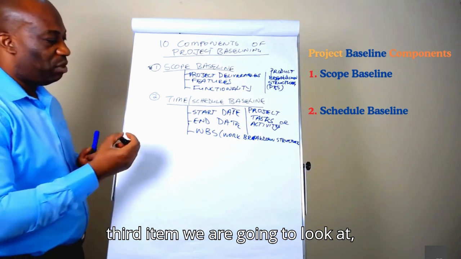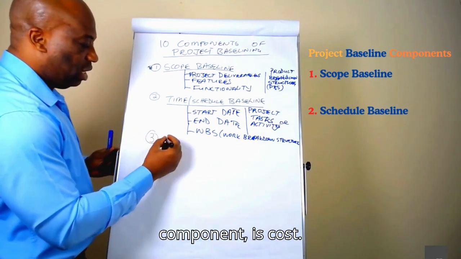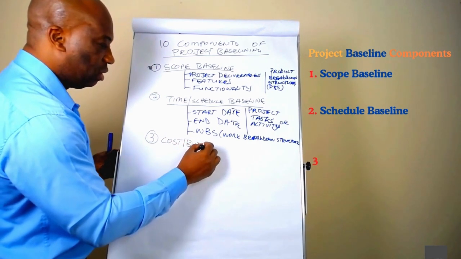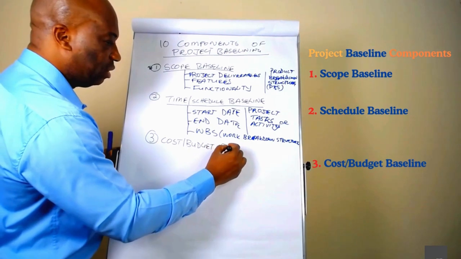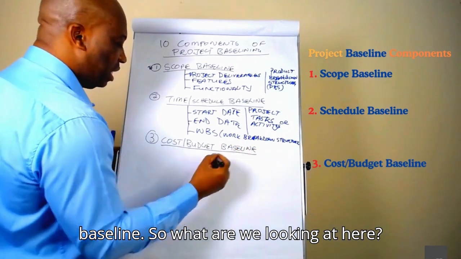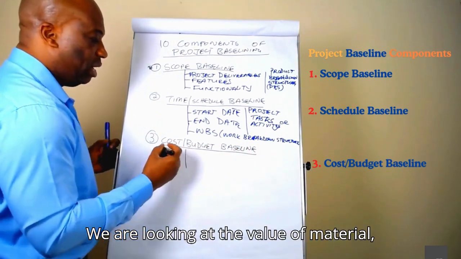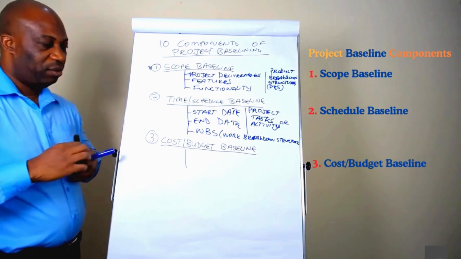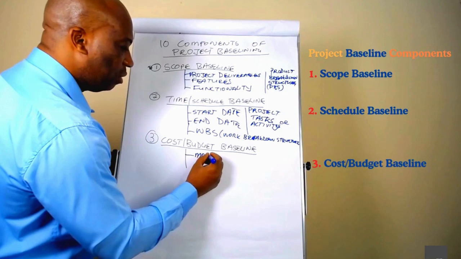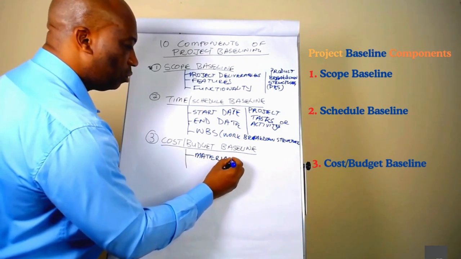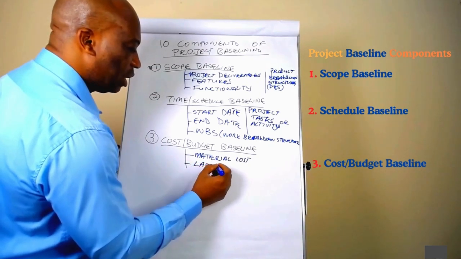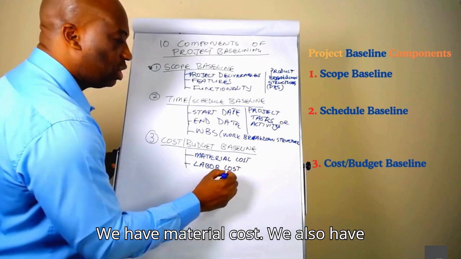So the third component we're going to look at is cost. Some want to call it the project budget baseline. Okay, project budget baseline. So what are we looking at here? We are looking at the value of material. So we have material cost, we also have labor.